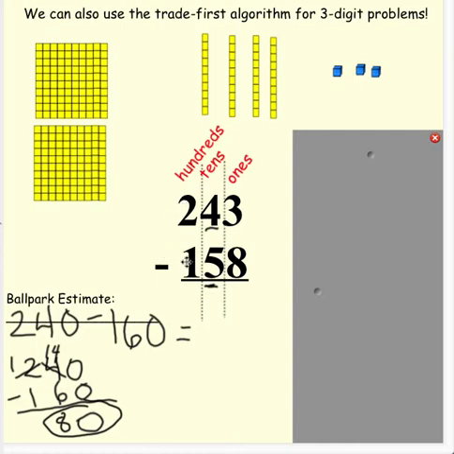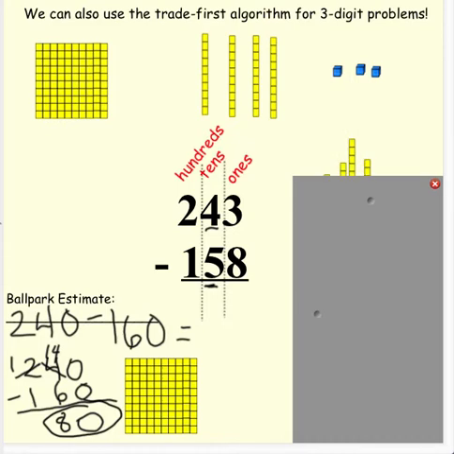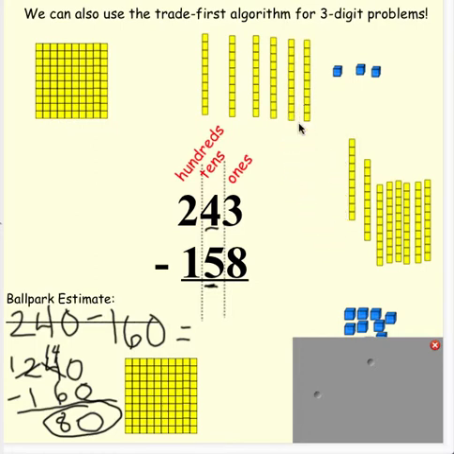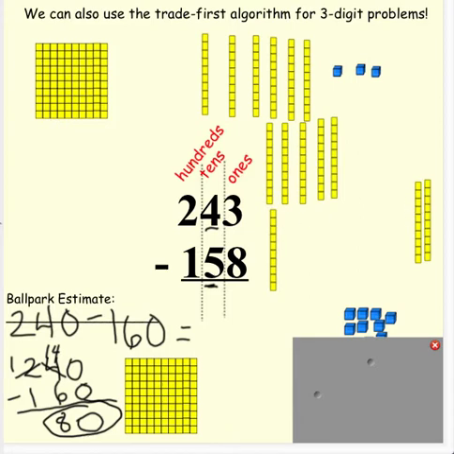Can I do 2 minus 1? Yeah, that's possible. I'm going to take away one of these hundreds, and it's going to break apart into 10 tens. I'm going to get them from my extra block pile. Here we go. So I'm going to give that and turn it into 10 tens. 1, 2, 3, 4, 5, 6, 7, 8, 9, and 10.